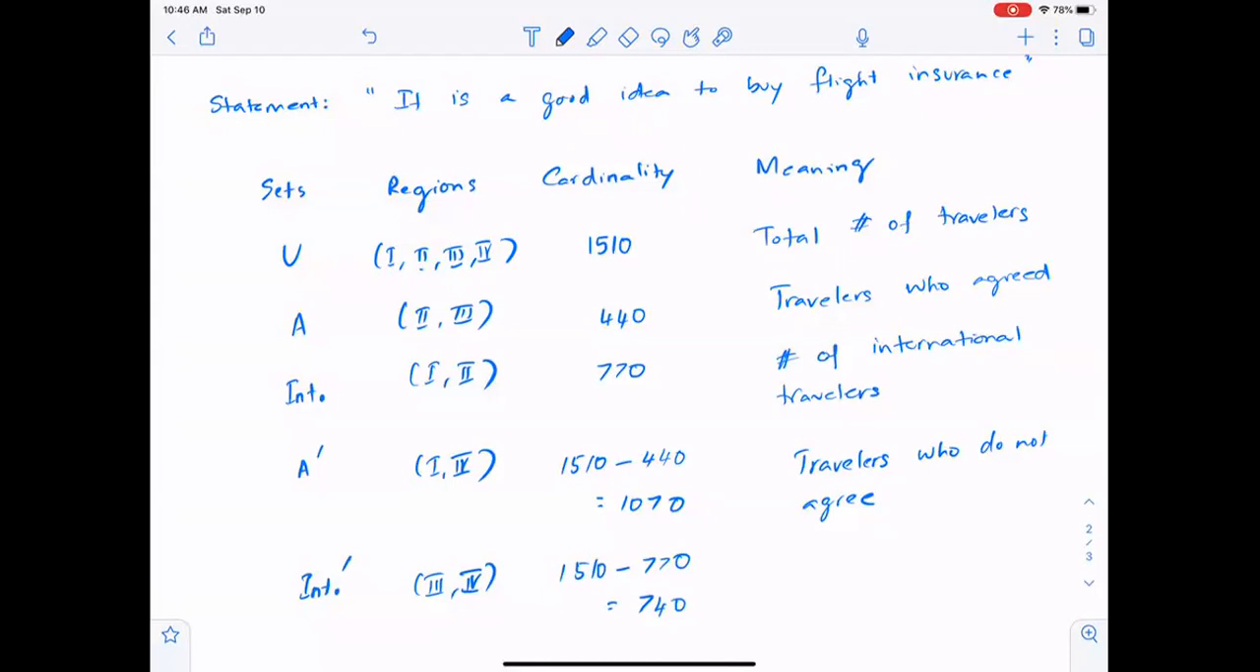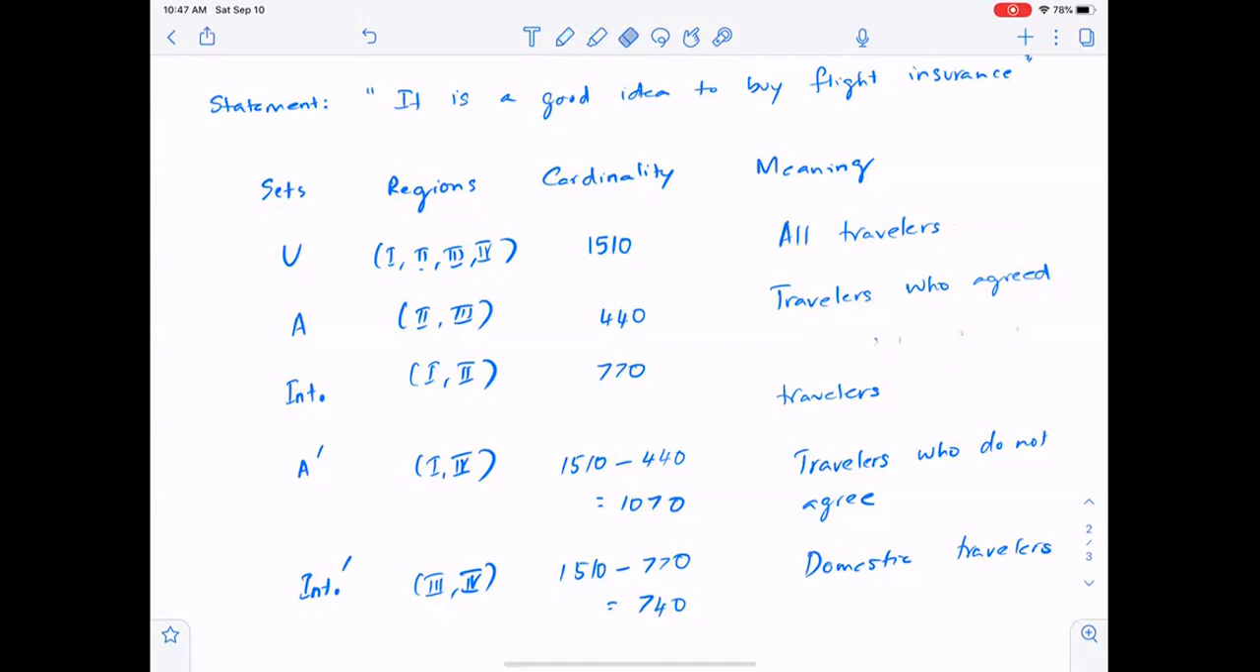So not international travelers would mean domestic travelers. I would like to go back and fix something here. I didn't mean to write it as total number of travelers; I sort of went with the cardinality part. I'm trying to write the meaning of the set. So I'm going to change that to all travelers, domestic and international. Int would be the set of international travelers.